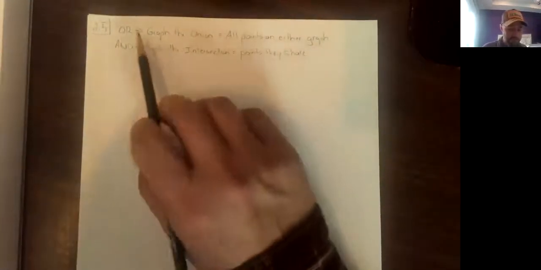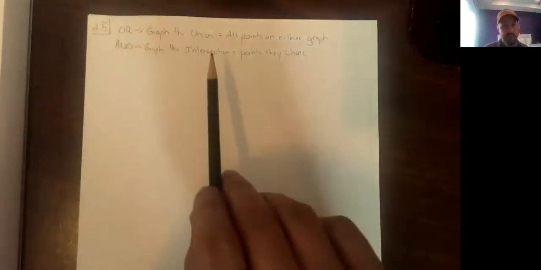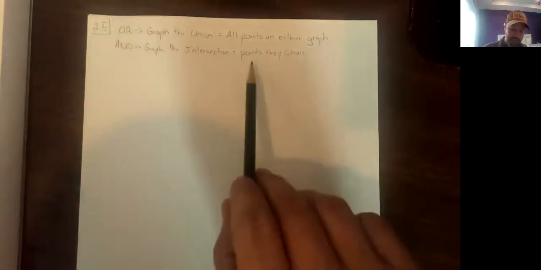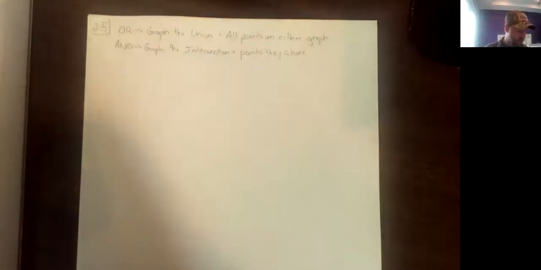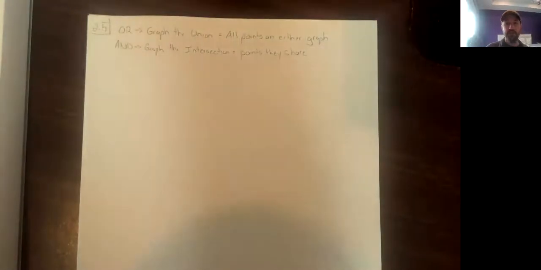So I'll share my screen, and the comment I made for section 2.5, if we see the word or, that's where they're talking about a union, and we want to graph all the points on either graph. If we see and, that's where they want us to know the intersection, which is just the points that they share, that they have in common. Then they will talk about continued inequalities, open interval, closed interval. You'll just understand what happens when you solve the problem and see where the x lies or the y.